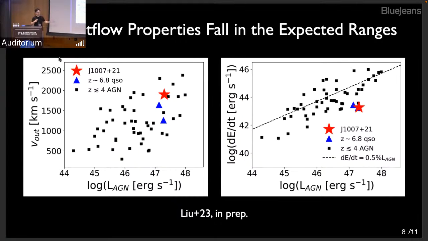And this also implies that such quasar feedback from quasar-driven outflows may already take place in the earliest generation of quasars.